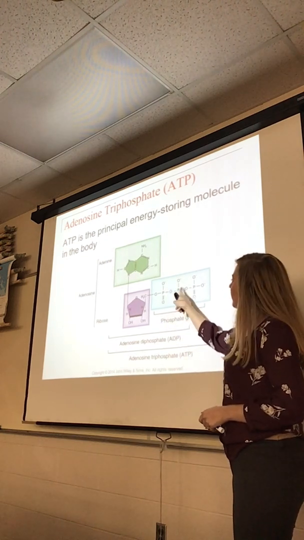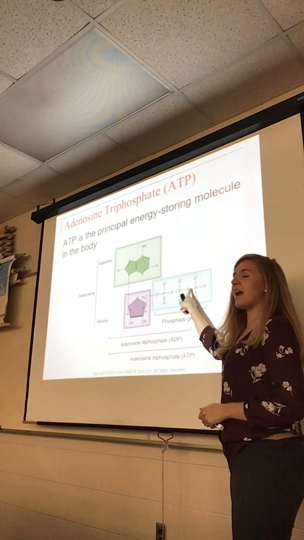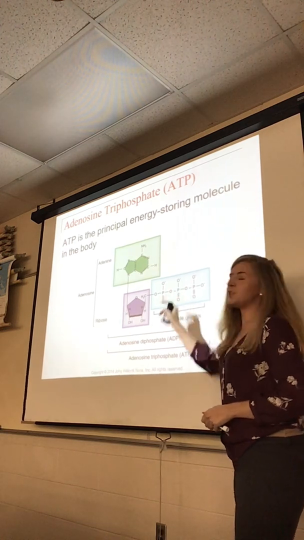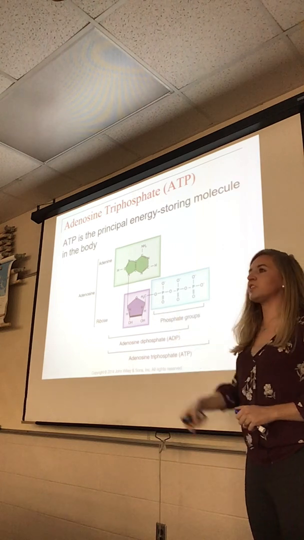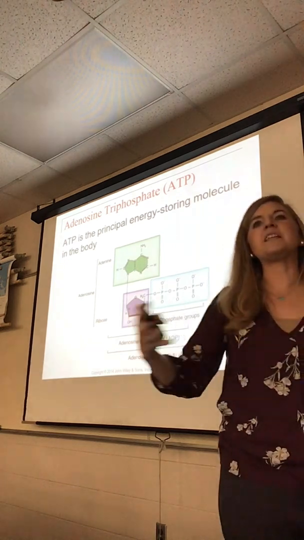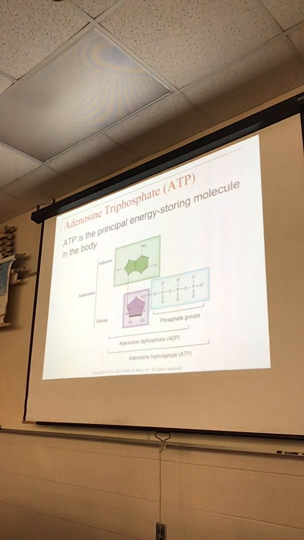See this little squiggly line here? They drew it that way on purpose because these squiggly lines mean high energy. Every time you break off a phosphate from ATP, it releases a whole lot of energy. So ATP is the primary way for your cell to store energy. So again, ATP means adenosine triphosphate because it has 1, 2, 3 phosphate groups.